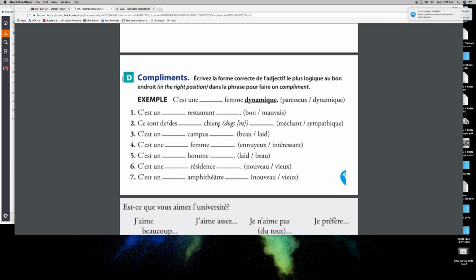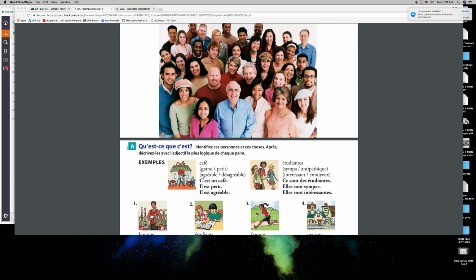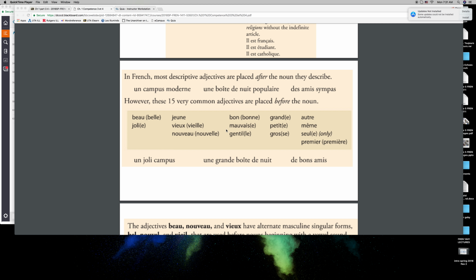So just make sure that you're always making those adjectives agree: feminine, masculine, plural, singular. And you also need to know where to place them. So these 15 go before the noun, right? Any other goes after. Des amis sympas, une boîte de nuit populaire, un campus moderne. And these go before. Un joli campus, une grande boîte de nuit, de bons amis.